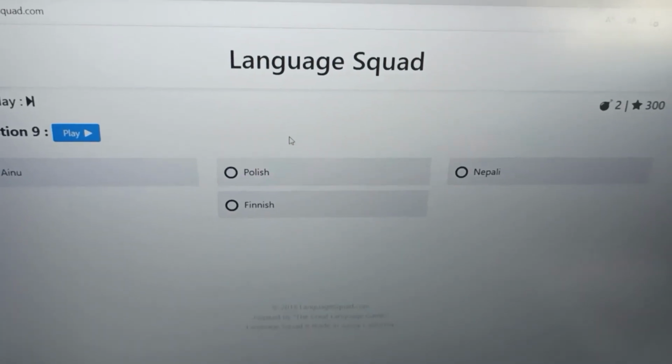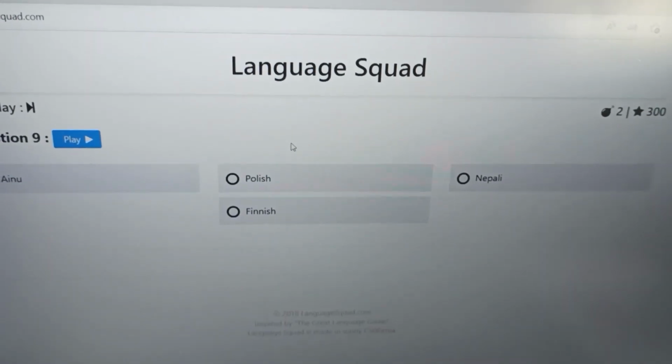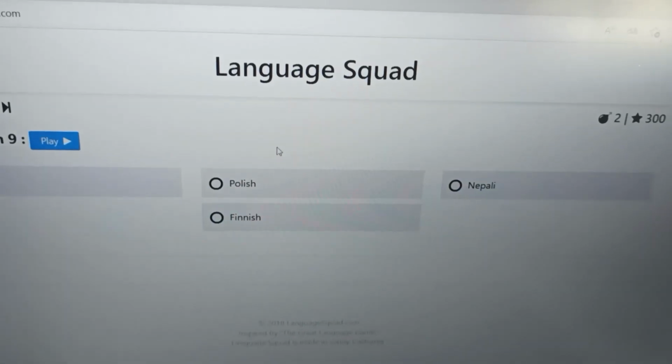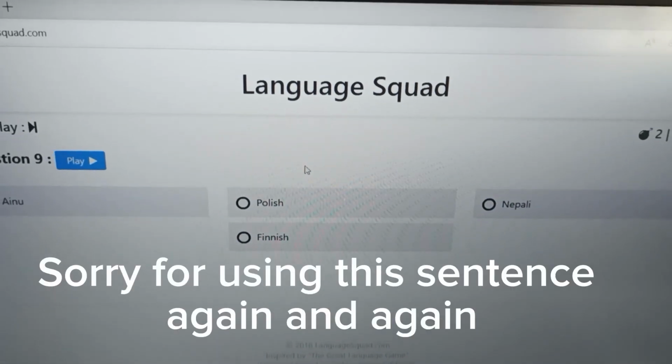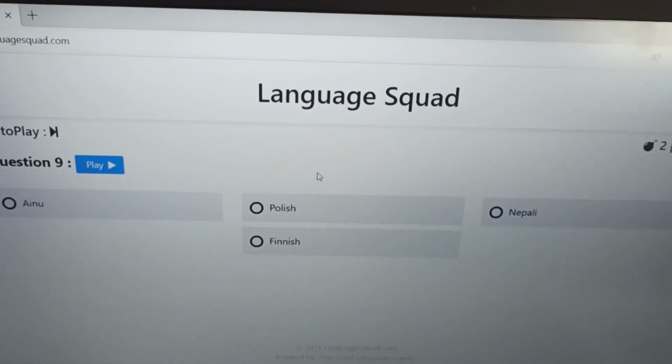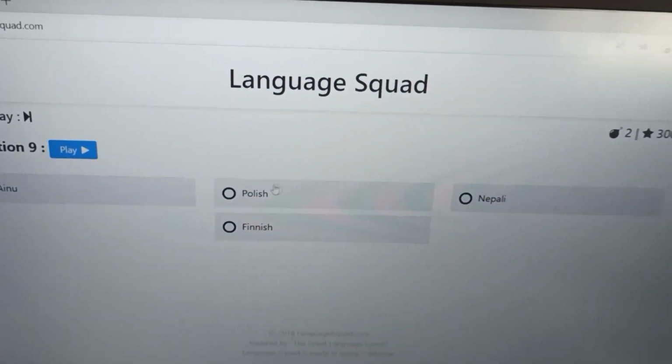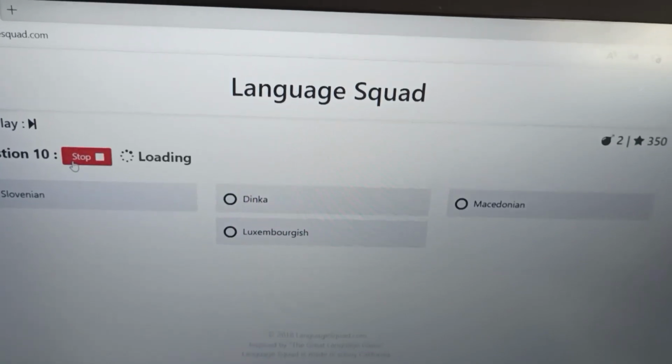One word that I understood was Italy, so this is Italy in Polish. A big problem is that I am Czech and I'm not able to speak Polish. That's crazy, just crazy.